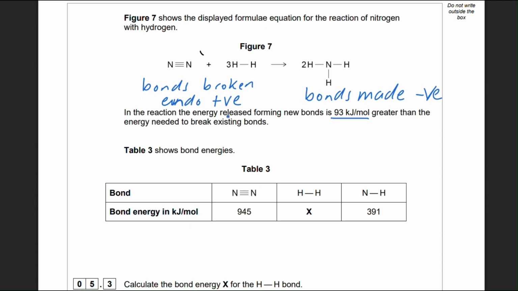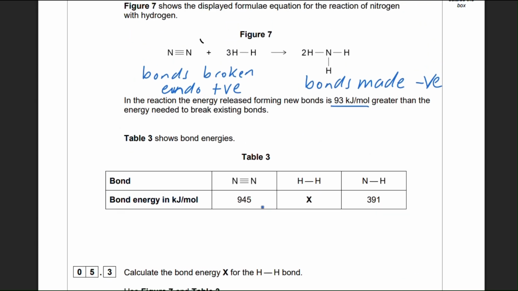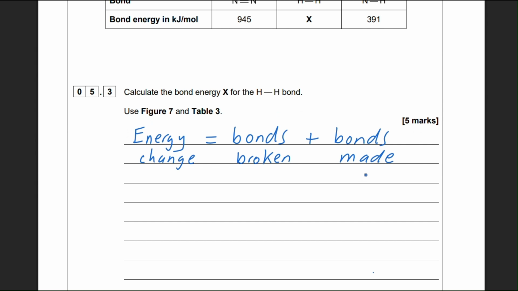So for simplicity's sake, as there's not much room here, I'm just going to write that equation out again so that we can do our calculations. You're also given a table of bond energies. So this is what I tend to use: the total energy change in a reaction is the sum of the energy of the bonds broken and the energy of the bonds made.